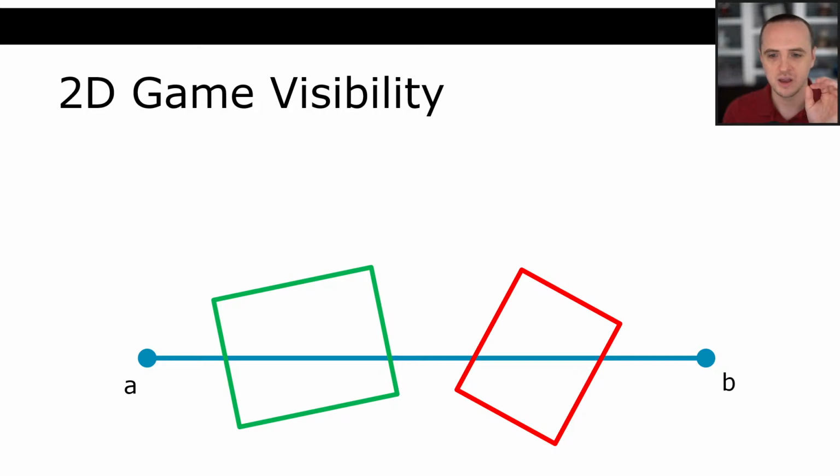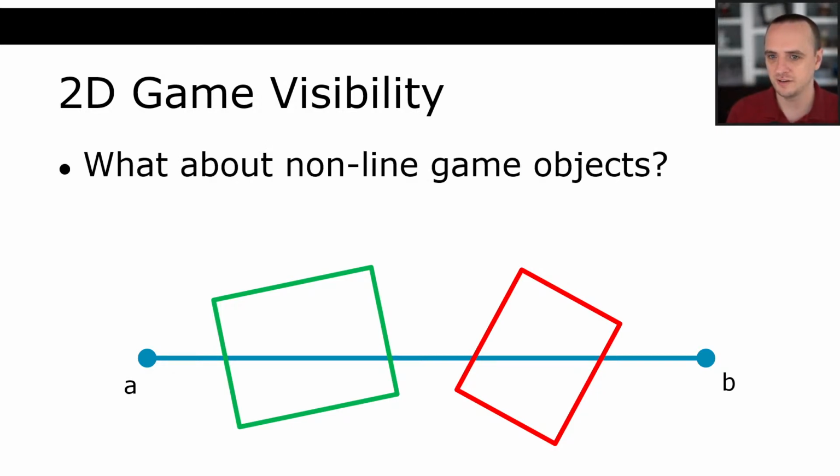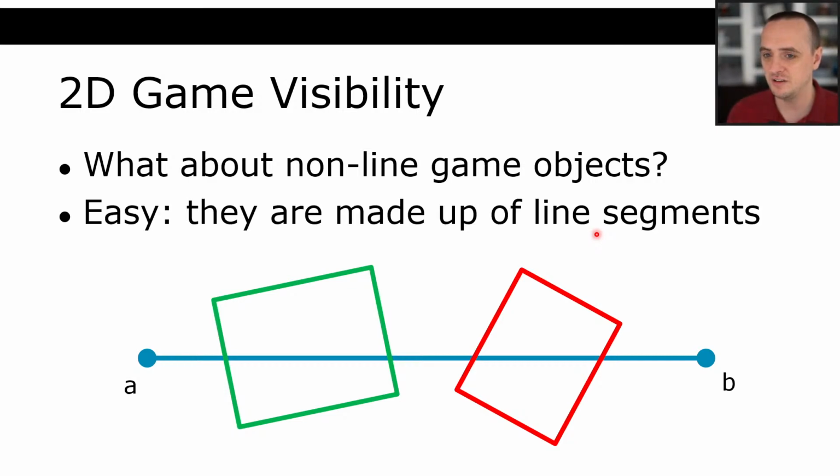However, what about non-line game objects? So in our game, let's say we have a point A, and we want to know if it's visible to point B or not. Well, we may have entities out in our world that aren't just lines. So how can we compute the visibility if we have arbitrary geometry in our world? Well, it's kind of easy. They're made up of line segments. So all you have to do is compute, okay, does line AB intersect with any of these line segments?